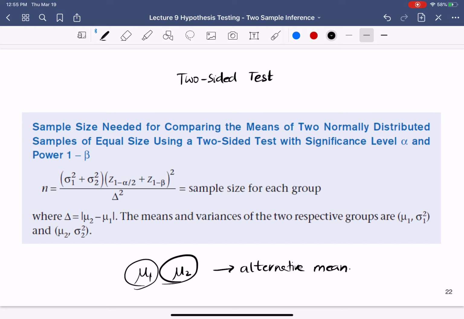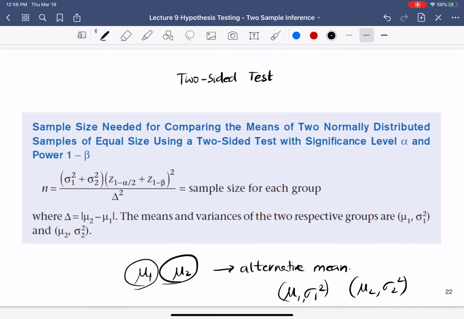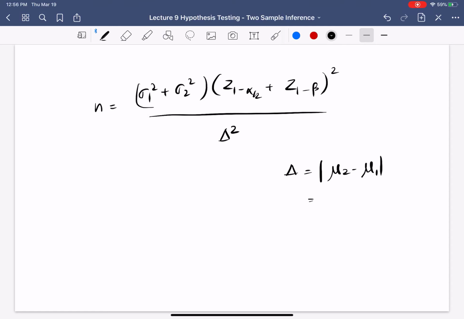Of the two samples, you have mu1 and sigma1 square, and you have mu2 and sigma2 square. Notice the two values. Now, to calculate the sample size, the formula for n becomes (sigma1 square plus sigma2 square) into (z1 minus alpha by 2 plus z1 minus beta) square divided by delta square. Here delta represents modulus of mu2 minus mu1. Remember that this delta should always be greater than or equal to 0.